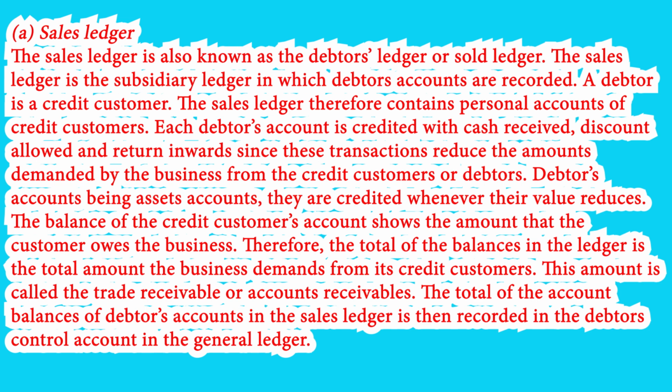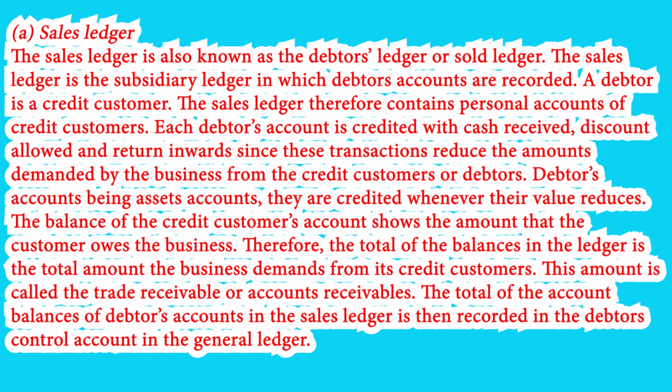Each debtor's account is credited with cash received, discount allowed, and returns inward, since these transactions reduce the amount demanded by the business from the credit customers or debtors. Debtors accounts being asset accounts, they are credited whenever their values reduce. The balance of the credit customer's account shows the amount that the customer owes the business.